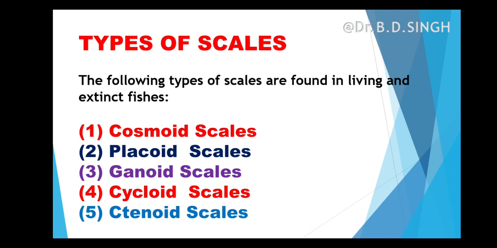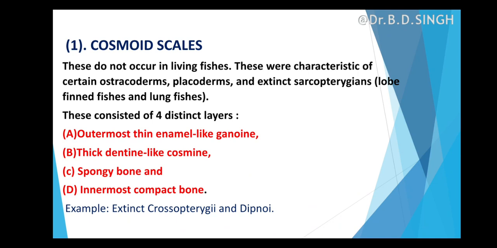Next slide, types of scales. The following types of scales are found in living and extinct fishes. First, cosmoid scales; second, placoid scales; third, ganoid scales; fourth, cycloid scales; and fifth, ctenoid scales. So first of all, I discuss the cosmoid scales.